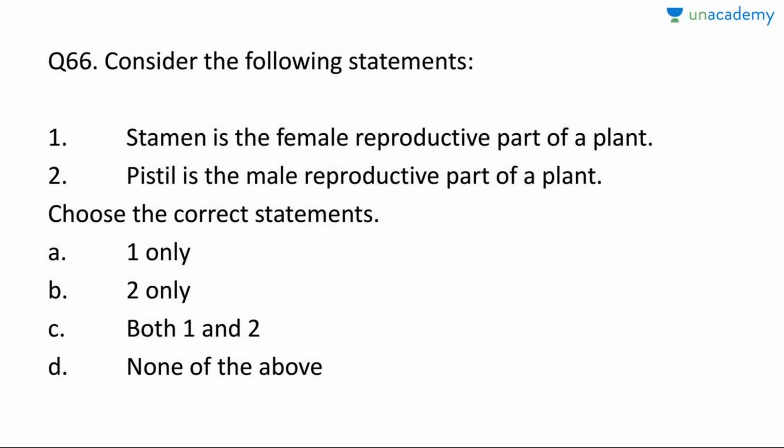Question number 66. Consider the following statements. Stamen is the female reproductive part of a plant. So basically they have reversed it. Stamen is the male reproductive part of a plant. Pistil is the female reproductive part of the plant. So these are reversed, and UPSC does it a lot. The answer here is D, none of the above.